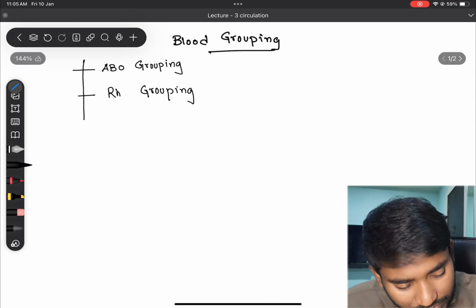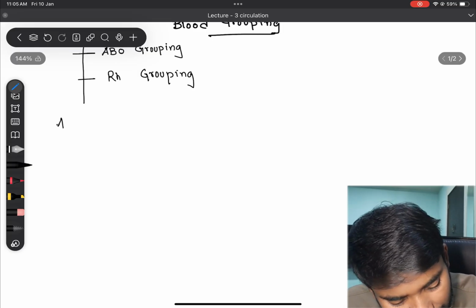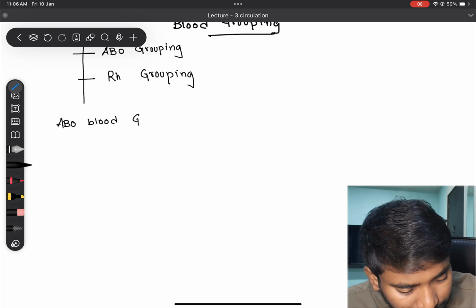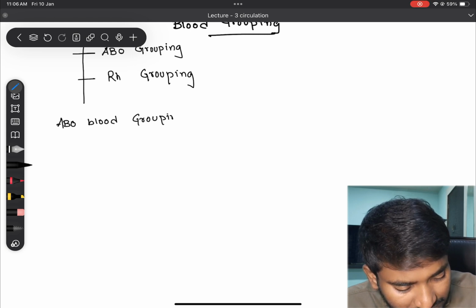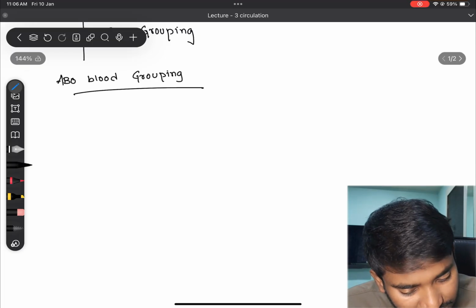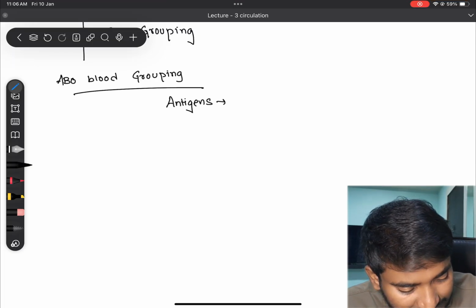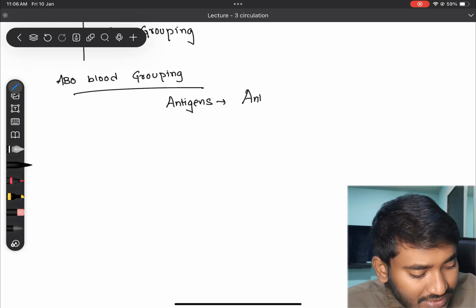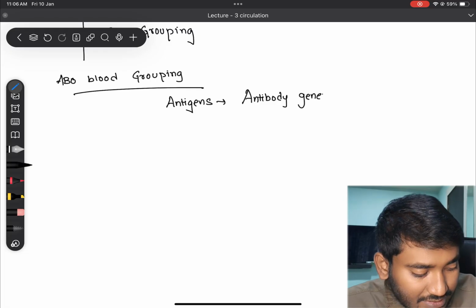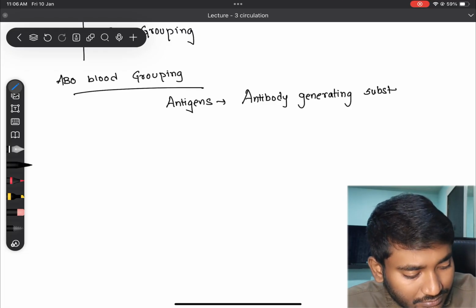Now come to ABO blood grouping. It contains several key concepts. So what are the key concepts of the ABO blood grouping? Antigens are there. What is an antigen? Antibody generating substances are called antigens.